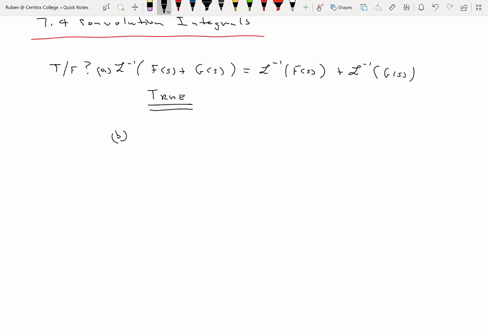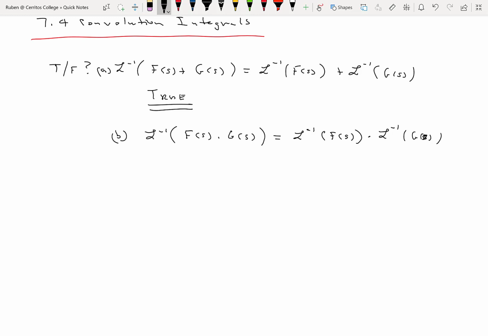Part B, the inverse Laplace transform of F of s times G of s, the product of two functions of s, equals the inverse Laplace transform of F of s times the inverse Laplace transform of G of s. I'd like you to think about that. I'm going to give you a hint. Your hint is that it's not true. It's absolutely false. I wish it were true.